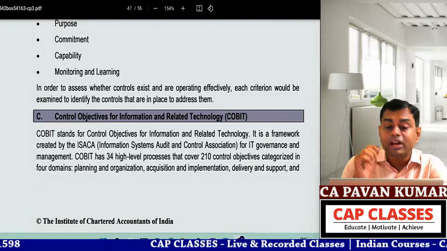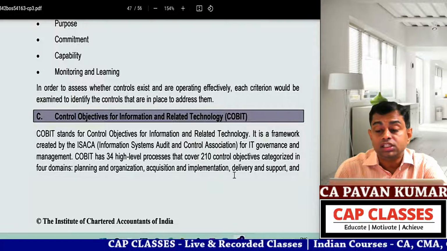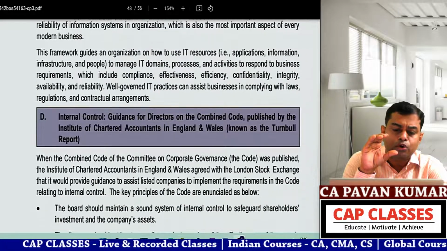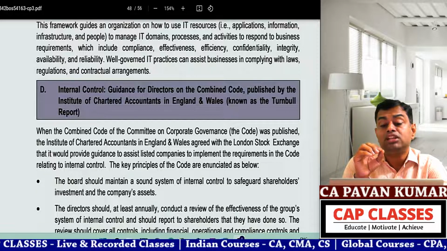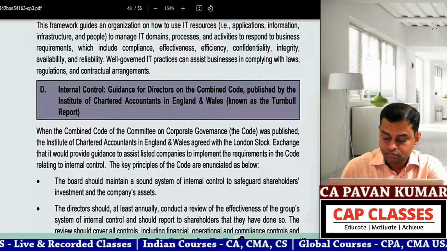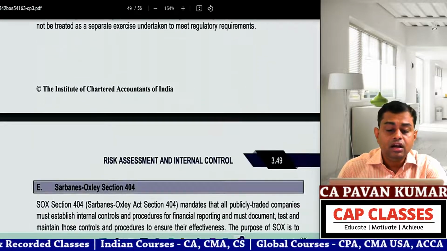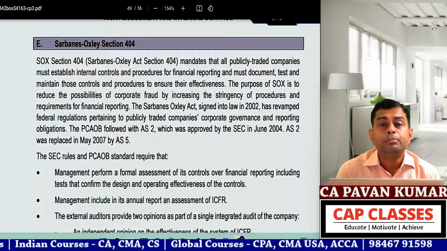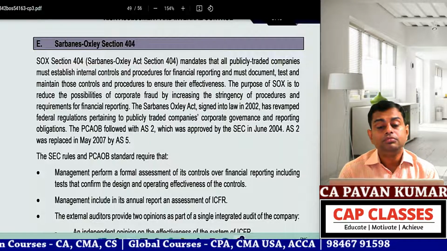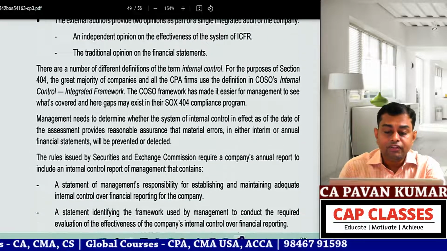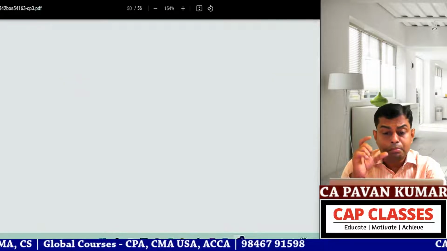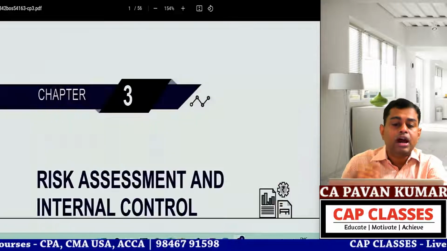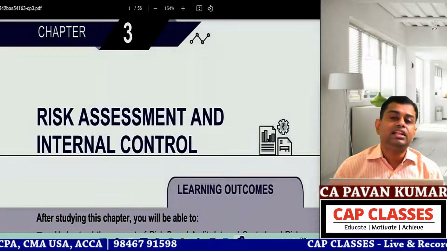After that, it is called COBIT, Control Objectives for Information and Related Technology. The Information Systems Audit and Control Association developed this. They have given one small para about COBIT. Then internal control by the Institute of Chartered Accountants in England and Wales, ICAEW, which they have given in D. And Sarbanes-Oxley Act. Do you remember SEC, Sarbanes-Oxley Act, SOX compliance we say, and then PCAOB. We have discussed this also, and I have given you an assignment also. Read about this. With this, the ICAI study material part of this particular chapter is over. Then they have given test your knowledge. So now we are going back to the starting of the chapter to see what is there inside the chapter.